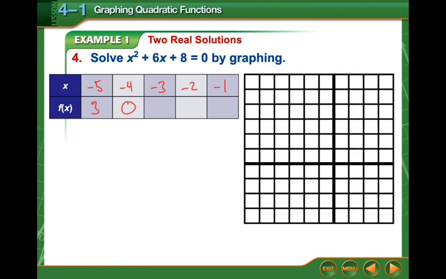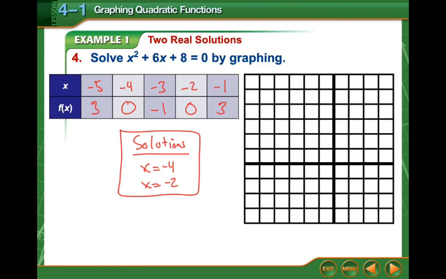-3 squared is 9. 6 times -3 is -18. -18 plus 9 is -9. And -9 plus 8 is -1. -2 squared is 4. 6 times -2 is -12. -12 plus 4 is going to be -8. And -8 plus 8 is 0. So right now we already got our solutions just by the table, but that's okay. We're going to keep going. And this one just gets 3 as well. So our solutions, without the graph, are at x equal to -4 and x equal to -2.